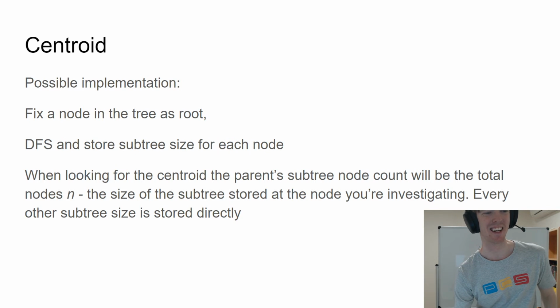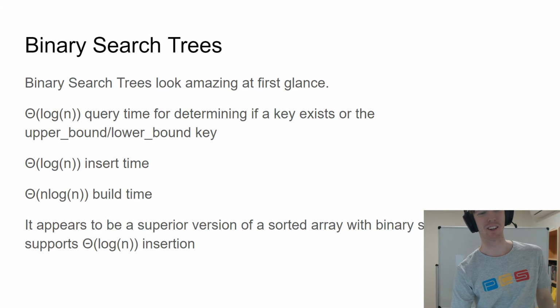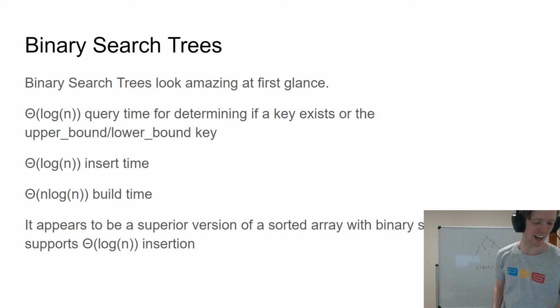This is the missing slide. This is just talking about the centroid. I don't know how that got mixed up. Okay, so go back to binary trees. I'll reorder those slides later.